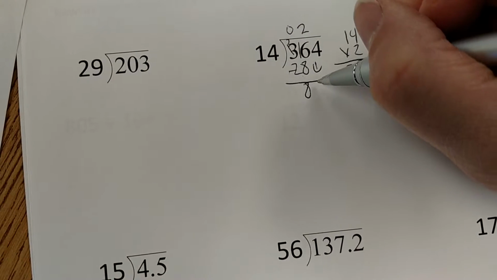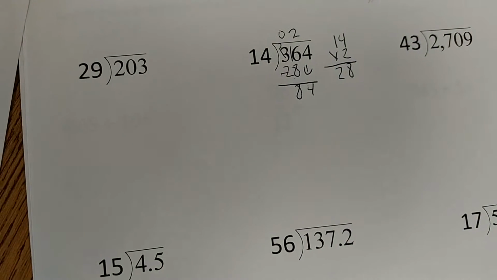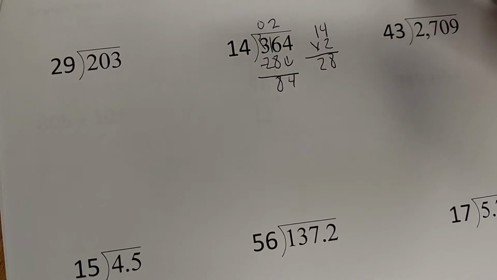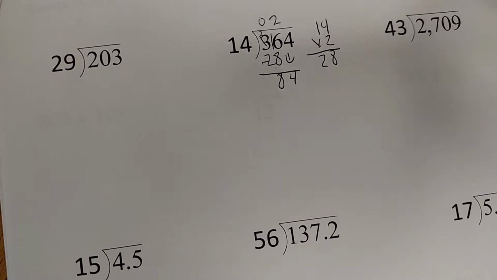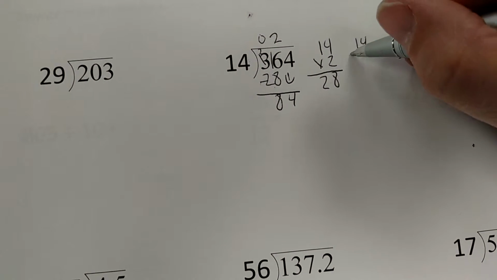Bring down my 4. I think of how many 14s can go into 84. Well, 14 is kind of close to 10, so I could say 8, but I know it's more than 8, less than 8. So I'm going to say probably like 6 or 7. So I'm going to give myself a decent guess first, see how close I get. So I'm going to do 6.